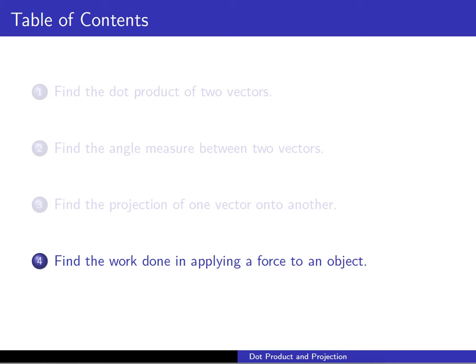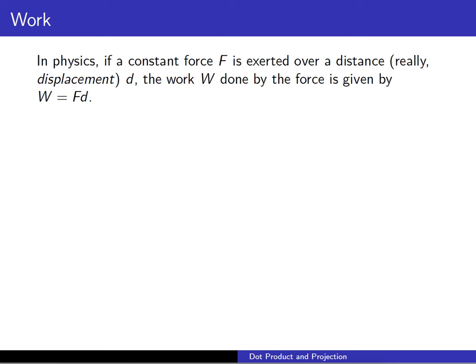Alright, in this video we're going to find the work done, the physical work done, in applying a force to an object. So in physics, a constant force exerted over a distance, which we really call a displacement because it measures where you start versus where you end up, much like a vector does. If that displacement is given the letter d, then the total amount of work done by that force is going to be given by the force times d.